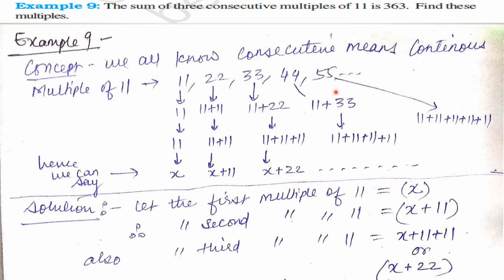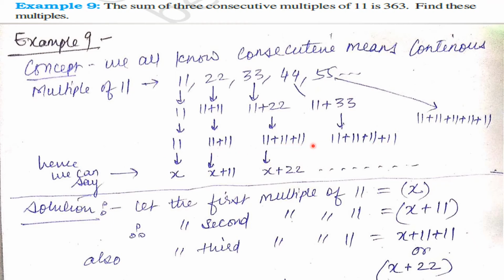Now, let us understand what is the relation between these if I want to form a linear equation. It is very simple. This 11, if I take as 11 only, this 22 can be written as 11 plus 11. Similarly, 33 can be written as 11 plus 22 and so on. Or we can say the first term is 11, second term is 11 plus 11, third term is 11 plus 11 plus 11 and so on. So we all know multiplication is repetitive addition.